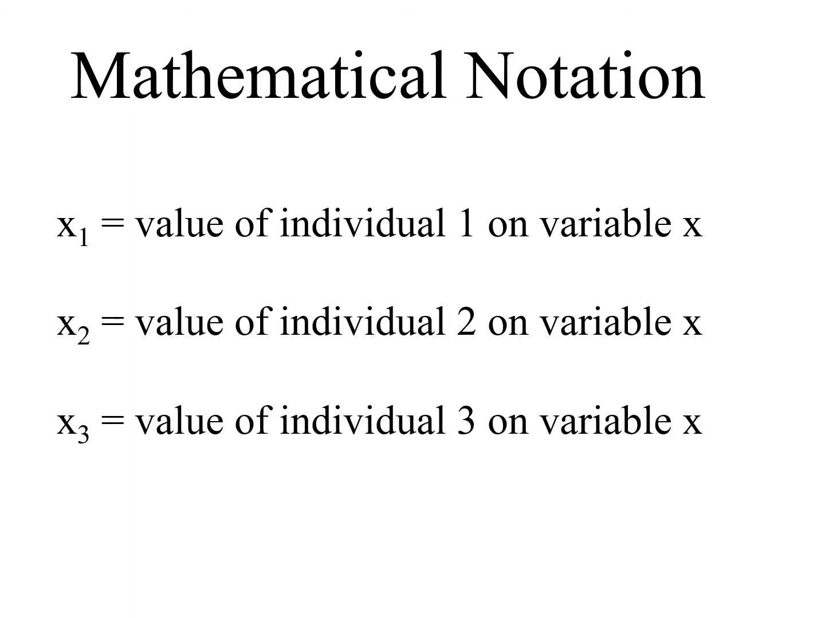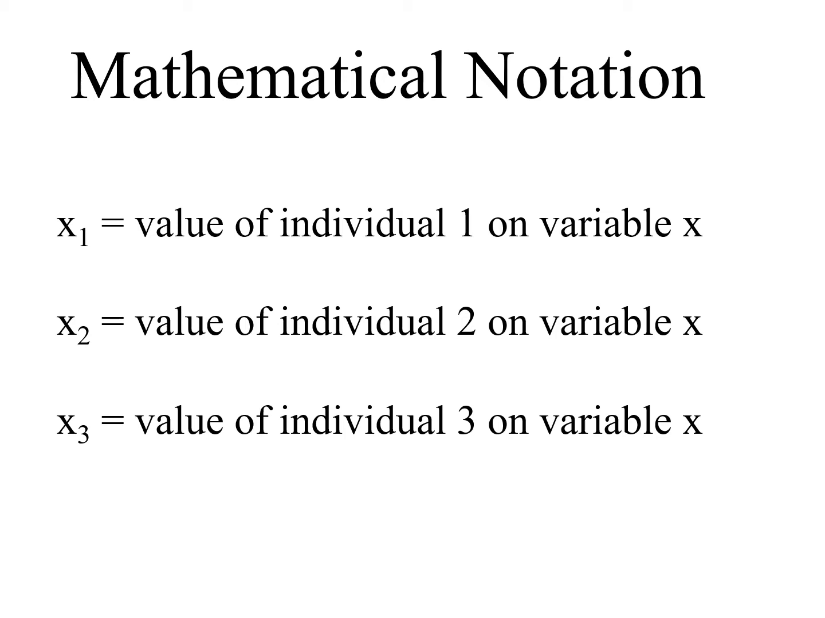Statisticians use special symbols and abbreviations when writing mathematical formulas. These special symbols and abbreviations are called mathematical notation. We're going to see how the mean is written in mathematical notation. During the first lecture, we already learned a little bit about mathematical notation. We said that if a variable is represented by the capital letter X, then the values of the individual on X are written using lowercase letters. So x1 is the symbol for the value of individual 1 on variable X, x2 is the symbol for the value of individual 2 on variable X, and so on.